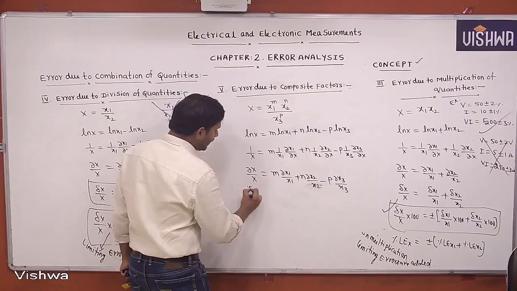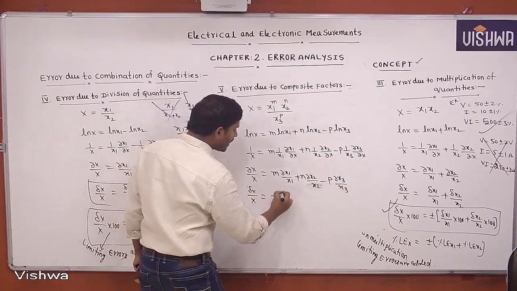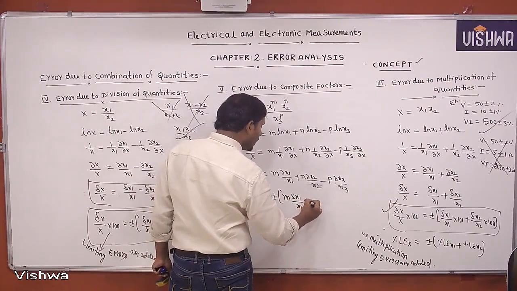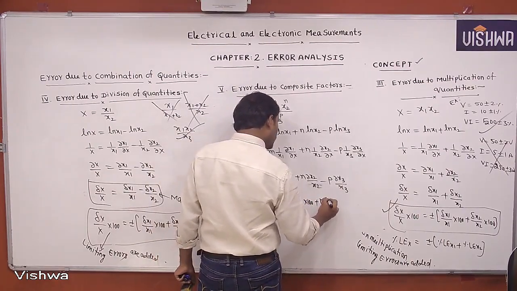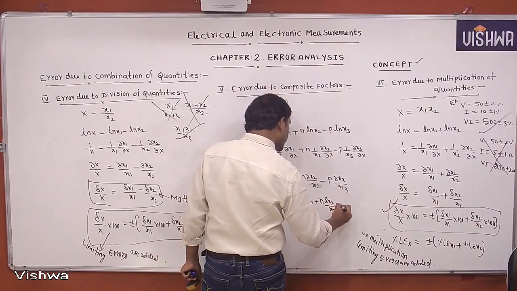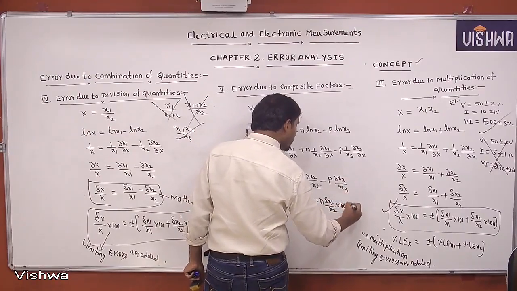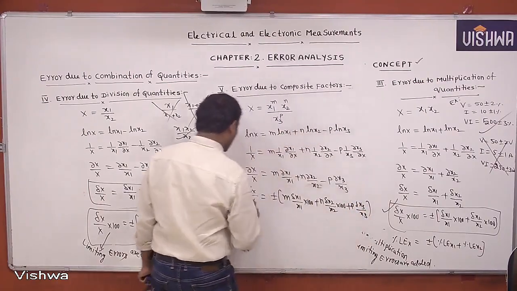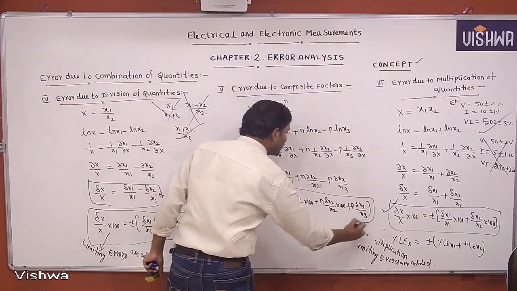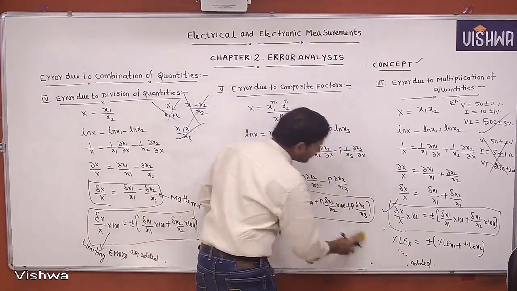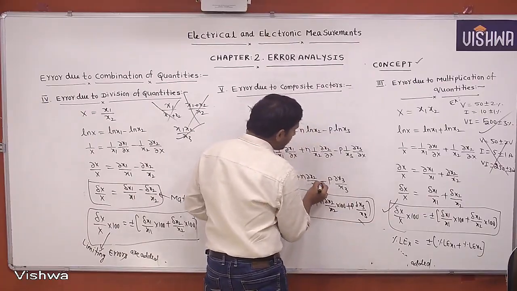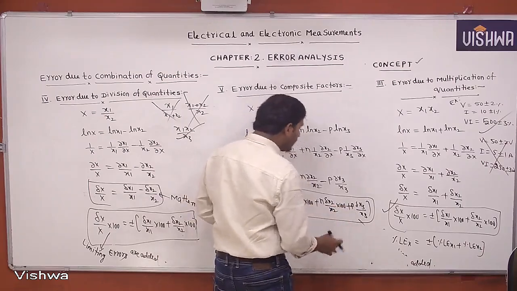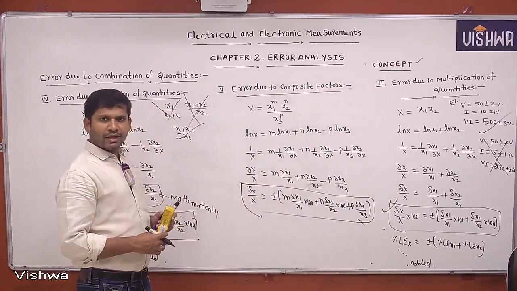But you take delta x by x equal to plus or minus, directly I am writing, m into delta x1 by x1 into 100 plus n into delta x2 by x2 into 100. Even though minus is there, you take plus technically, because error reducing is meaningless. Don't confuse, even though minus is there, I am writing plus p because error must be added. Error subtracted means meaningless. Error reducing means meaningless.